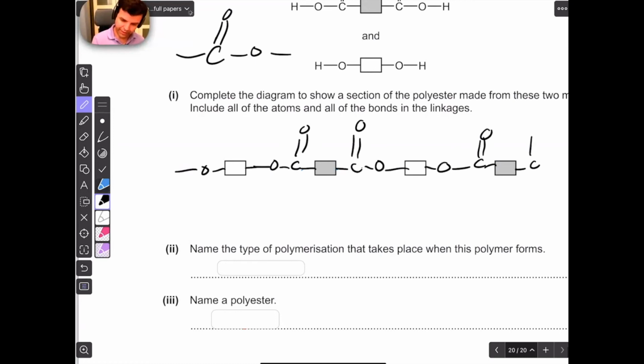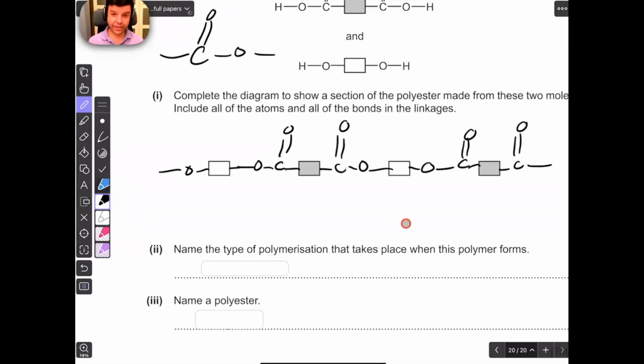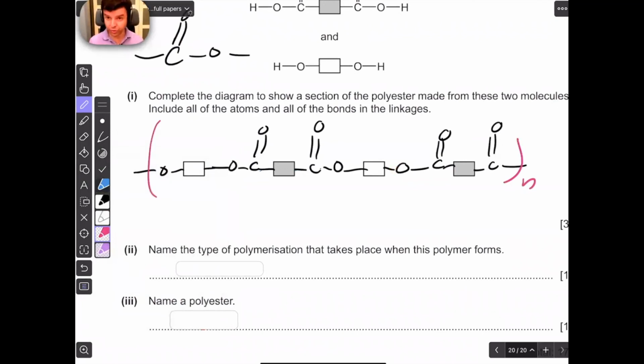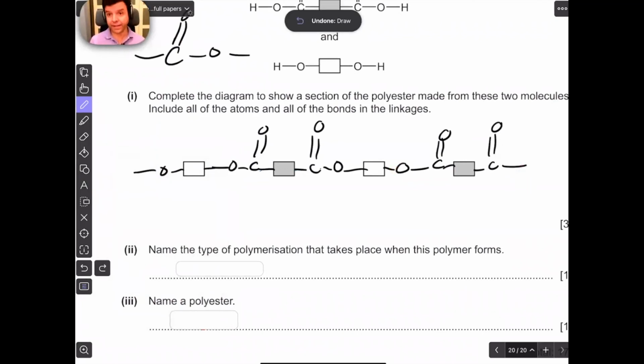Repeat, okay? And repeat. Got it? They said complete the diagram to show how these two molecules join, including all of the atoms and all of the bonds and all of the linkages. It's possible, if you like, to put that n here, right? It's not going to deduct marks from you. But again, they did not ask you to draw the polymer. They just wanted you to show a section. Look what they said, a section from this polyester. They didn't ask for the entire polymer. So putting the n is not going to be any addition.